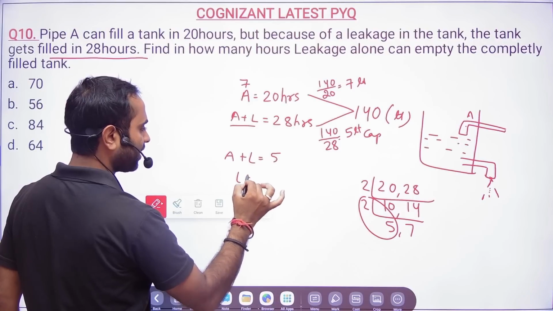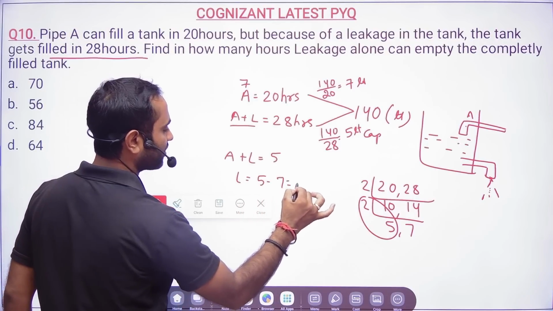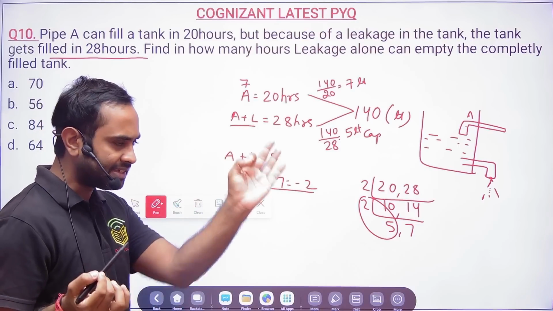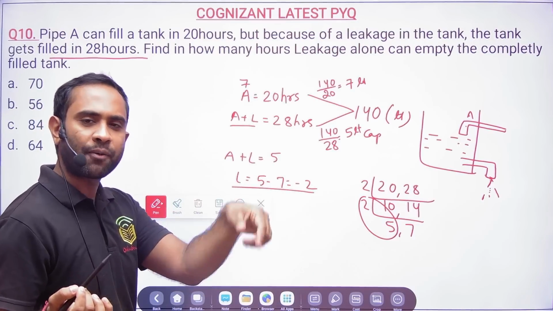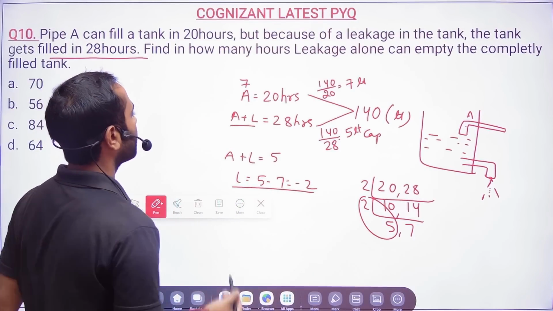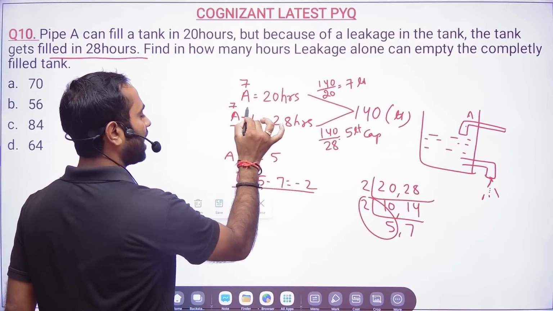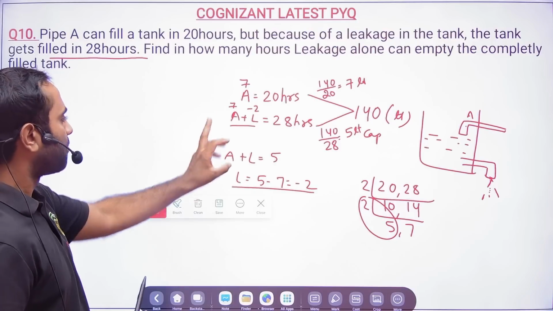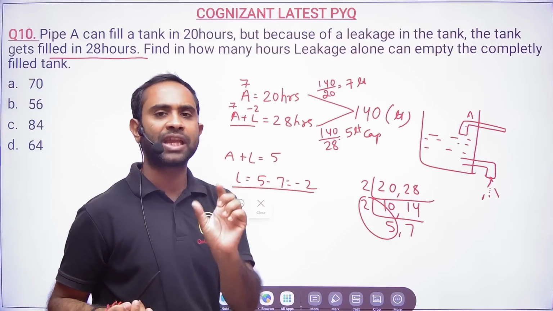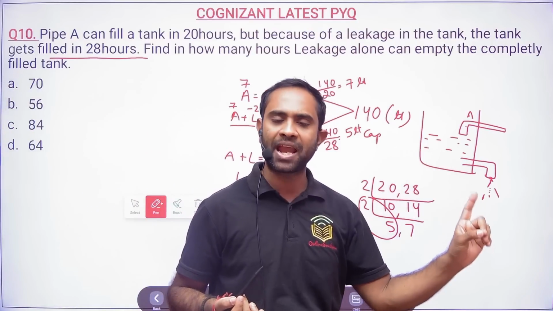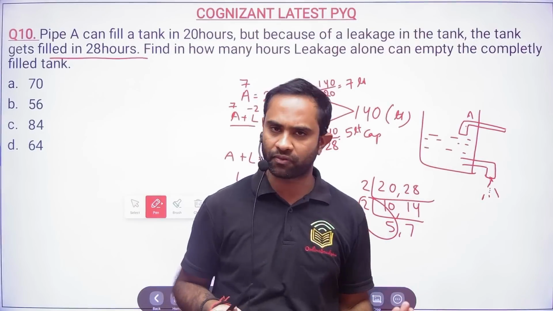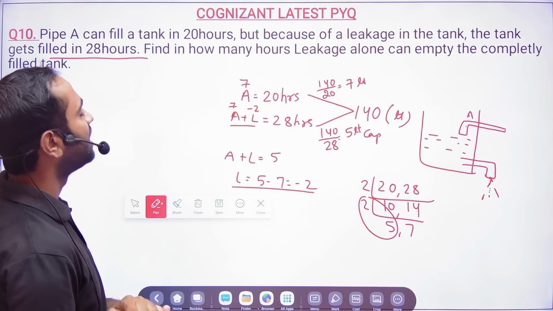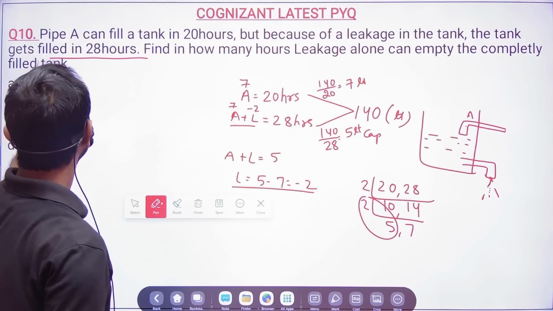So A is 7, right? So 5 minus 7, it will be minus 2, right? But we don't take minus 2. See, minus 2 shows that this is a leak. This is not filling the water, but instead it is removing the water. So A efficiency is 7 and L efficiency is 2. Okay, that's the reason it is giving 5. Minus sign we have to ignore. Minus sign is just an indication that this is a leak pipe and it is taking out the water from it, right?